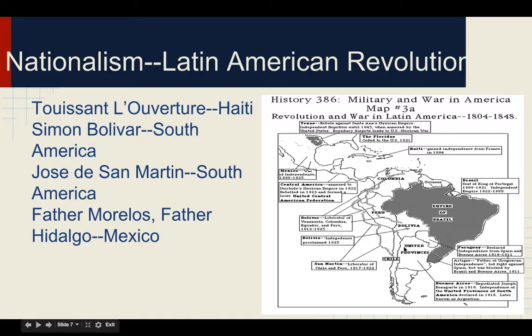Unfortunately, not everyone sees it that way, and his ally, Jose de San Martin, doesn't agree, and so these two split. In Mexico, you've got Father Hidalgo and then Father Morelos later, who are both people who tried to free Mexico from Spanish control.